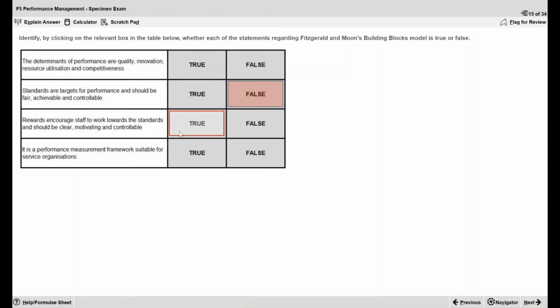Rewards encourage staff to work towards standards and should be clear, motivating, and controllable. Yeah, as I previously said, it comes here. So rewards should be clear. Employees should know what the rewards are, motivating. They should be something that they want, and they should be controllable. It basically means they should be able to achieve it. It is a performance measurement framework suitable for service organizations. Yes. And then determinant of performance is quality, innovation, resource utilization, and competitiveness. It is quality, innovation, and resource utilization, not competitiveness. So first two would be false and the last two will be true.